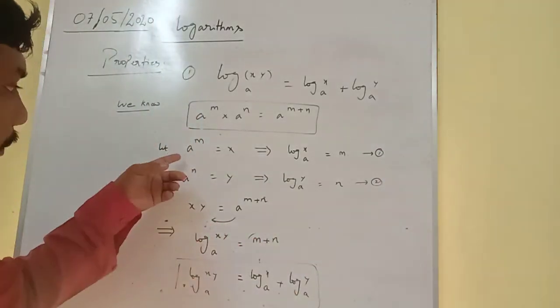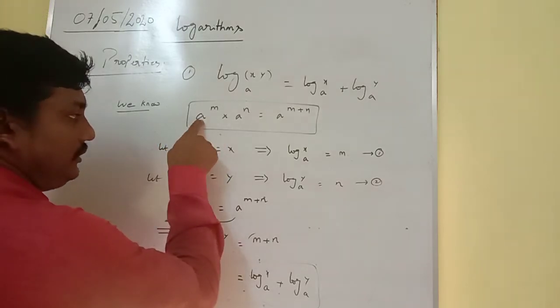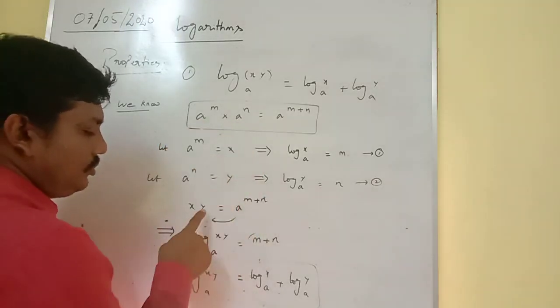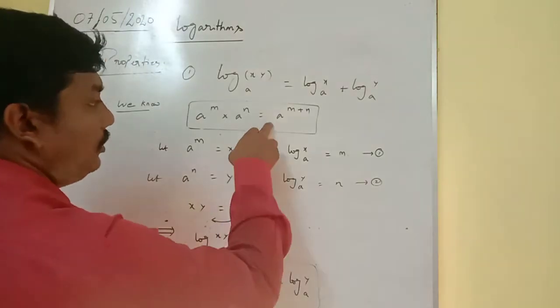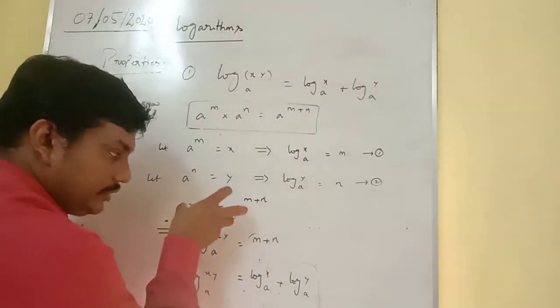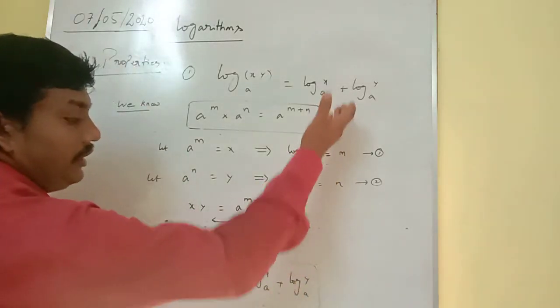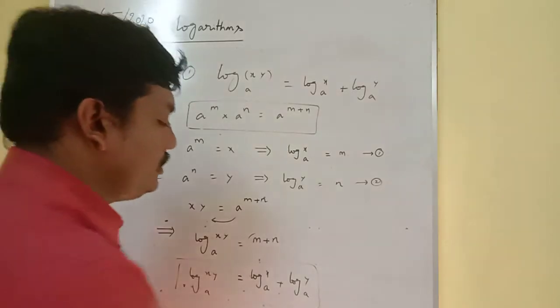We are going to convert this exponential to logarithms by taking the 1 and 2 equations. So a power m is x and a power n is equal to y. We are going to substitute that in the place of a power m and a power n here. Then the value will be taken as it is. Now we are going to convert this exponent also into logarithm, then we get the value. So I hope you understand this one.